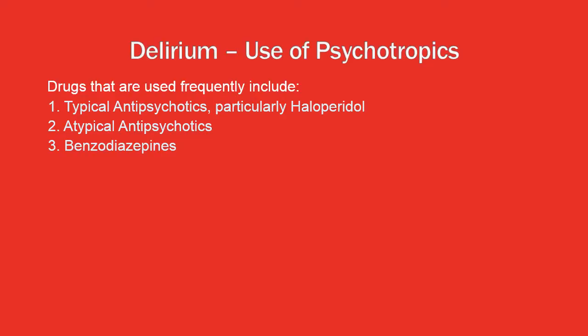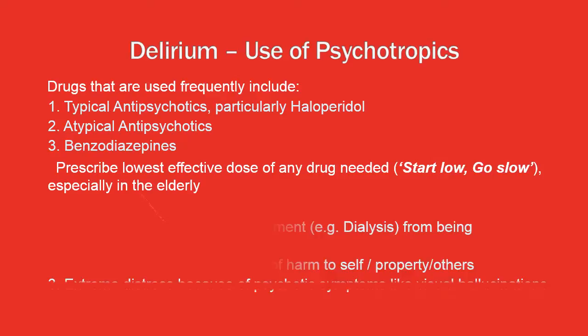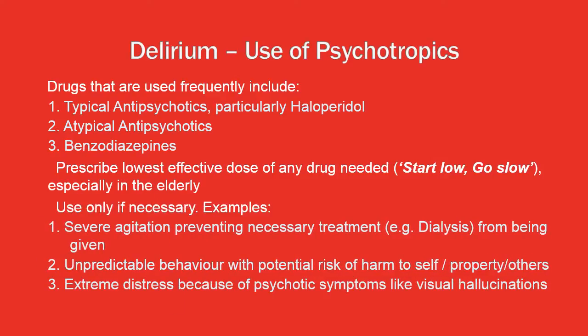Psychotropics that are used frequently in delirium include first generation or typical antipsychotics, particularly haloperidol, second generation or atypical antipsychotics, and benzodiazepines. The general principle is to prescribe the lowest effective dose of any drug that is needed. So start low, and if you want to increase, do the increase slowly. This is especially important in the elderly. And you should use antipsychotics or psychotropics only if necessary.